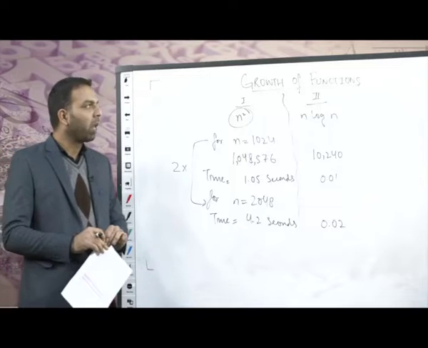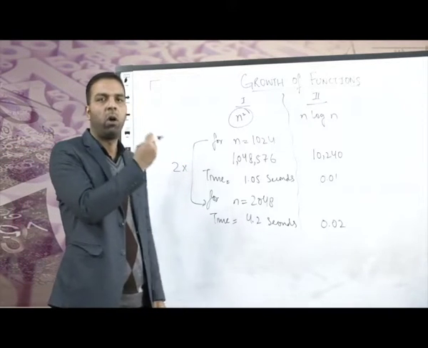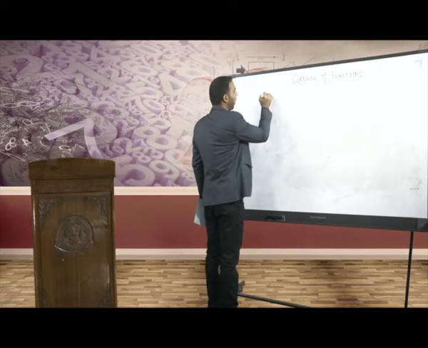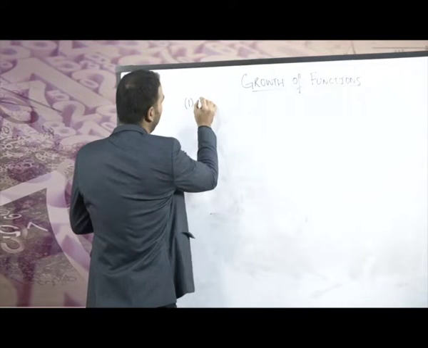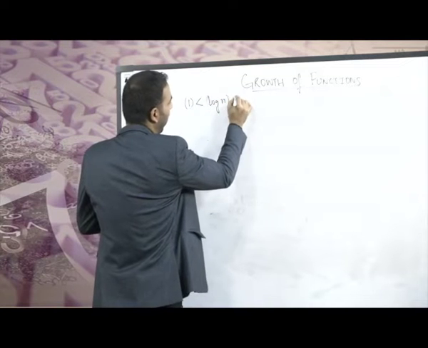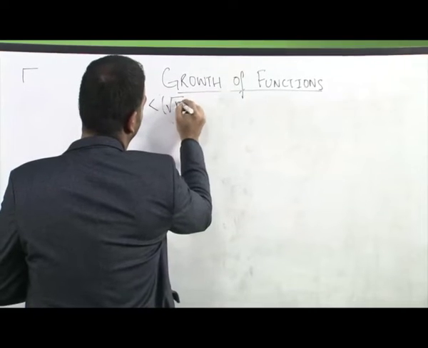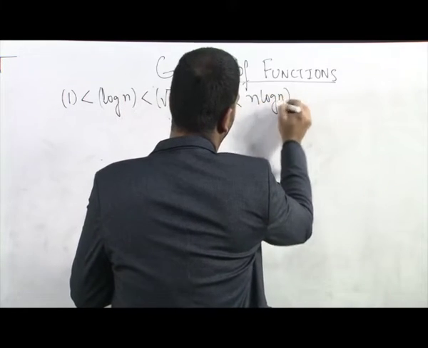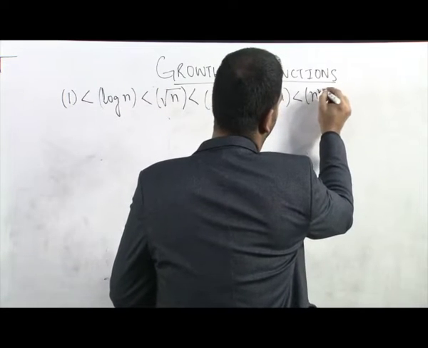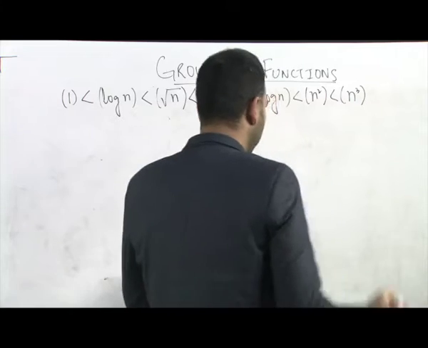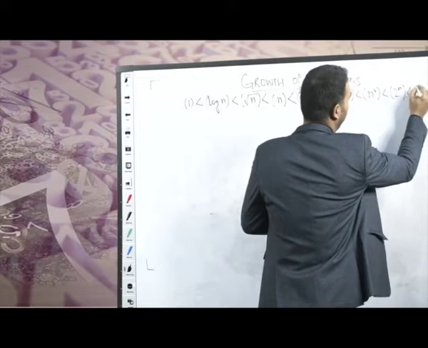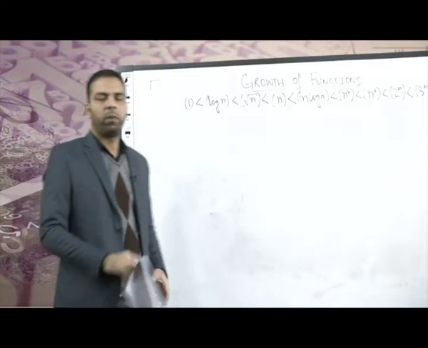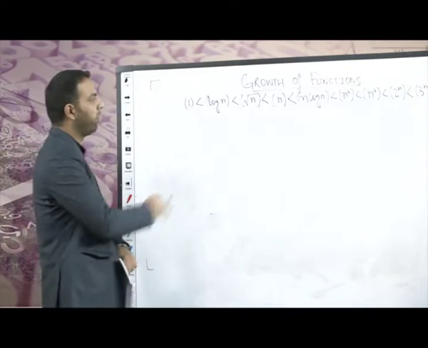So I will write some very popular or standard time complexities of algorithms, and then we will see how they grow. I will start with 1, then log n, then square root of n, then n, then n log n, then n square, then n cube, then 2 raised to the power n, then 3 raised to the power n, and finally n raised to the power n. So these are some standard or popular time complexities, and I have written different functions over here.